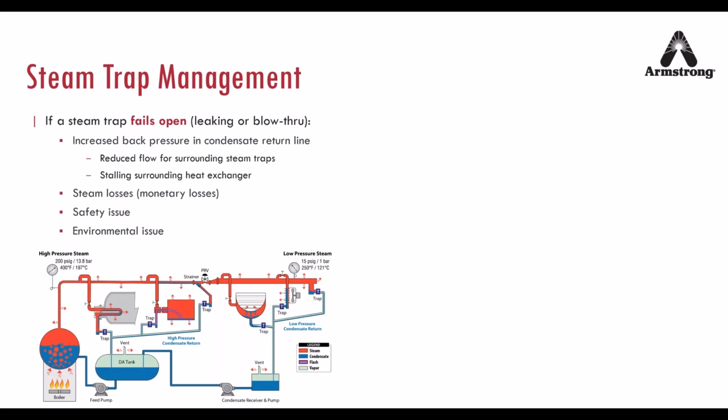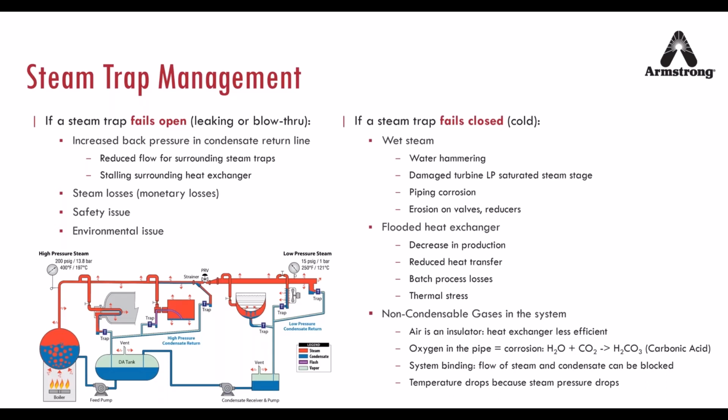It's going either back to the condensate return line, where you create back pressure, or it's just going to the atmosphere. Another one is when the steam trap is failing closed, and it's typically the most costly. It's hard to calculate the cost. With a fail open, we know the cost of steam, so we can evaluate the steam losses.